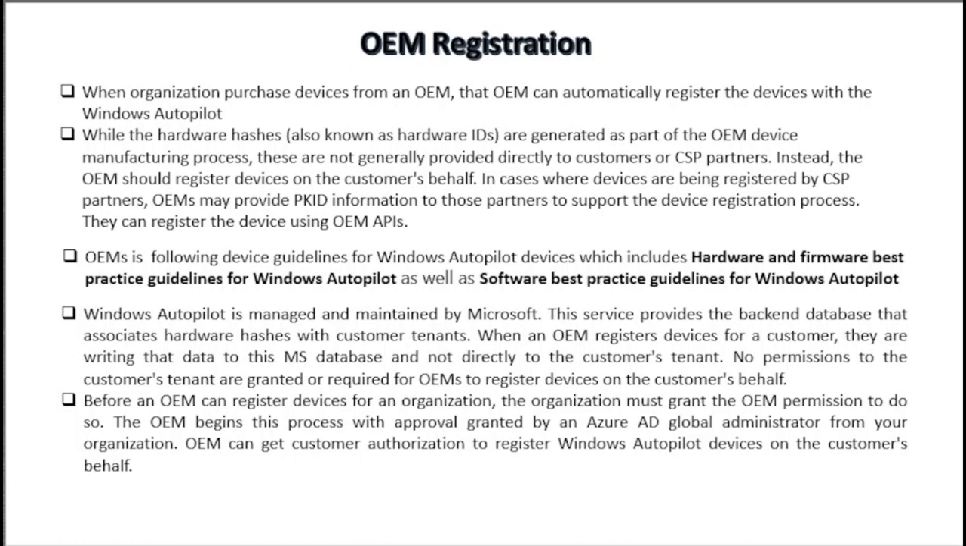When an organization purchases a device from an OEM, the OEM can automatically register the device within the Windows Autopilot services. While the hardware hash, also known as the hardware ID, is generated as part of the OEM device manufacturing process, it is not generally provided directly to the customer or CSP partners. Instead, the OEM should register devices on the customer's behalf. In cases where devices are being registered by CSP partners, the OEM may provide PKID information to those partners to support the device registration process. They can register the device using OEM APIs.